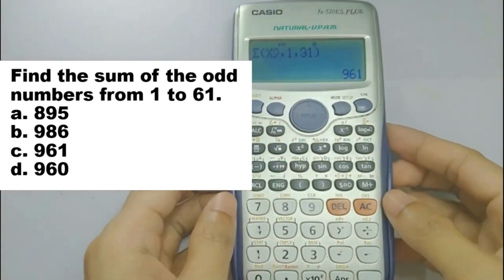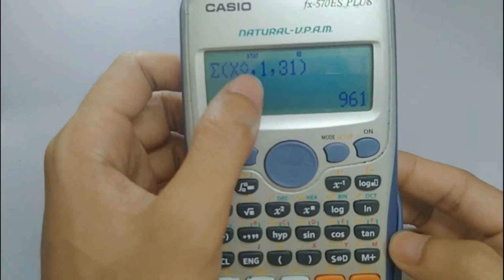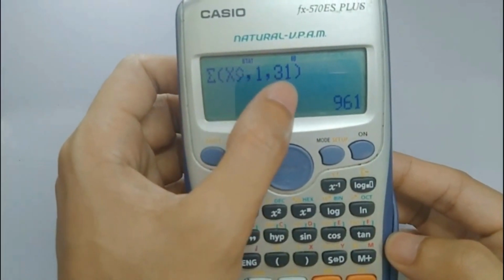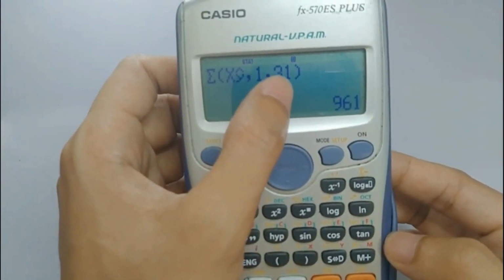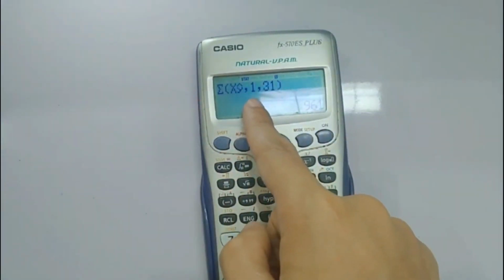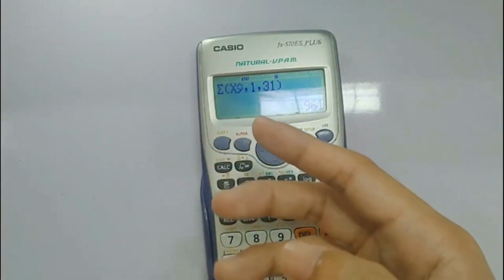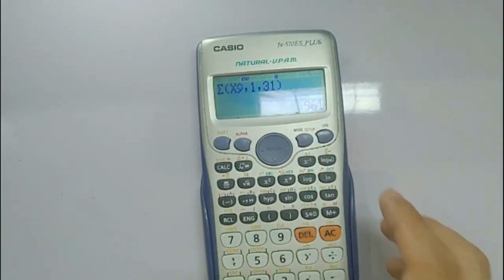So, nakadepende guys dito sa expression na to. So, summation x, y hat, first term, or hanggang kung anong term yung ina-add natin. So, in this case, first term is 1, and yung 31st term is 61. So, we are adding the odd numbers from 1 to 61.